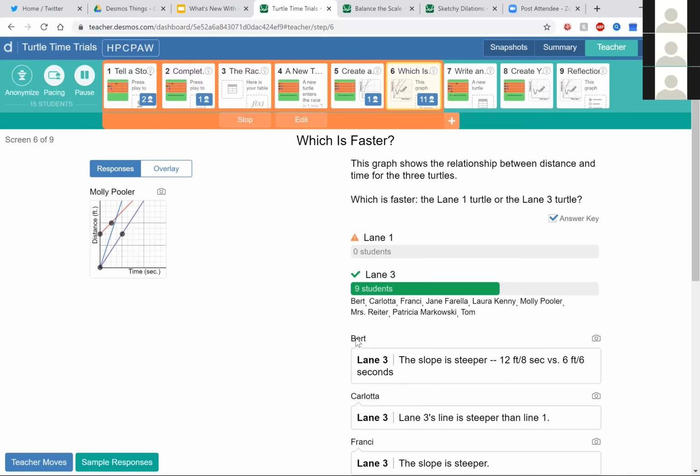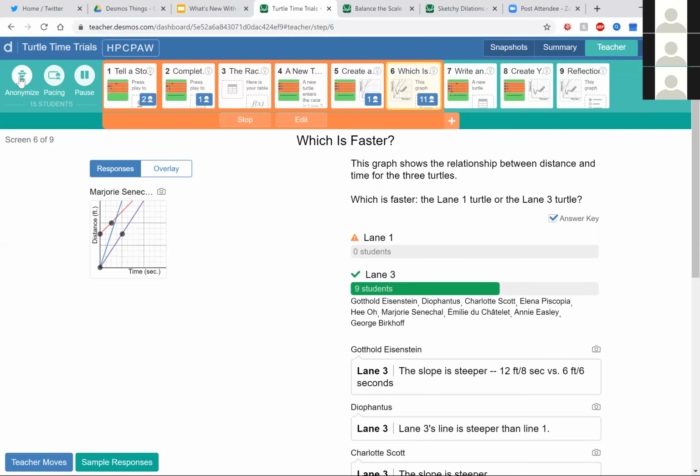But let's say Bert here is somewhat nervous that I'm going to bring up his work in front of the class. This is what the anonymize button is for. You'll notice when I do that, all of your names changed from your names to famous mathematicians and scientists. And there's actually a wonderful database of mathematicians and scientists they use for these names. Now when I'm bringing up this name, this is no longer, I think it was Bruce, it's now Gotthold Eisenstein, who is now giving us the answer. So that gives students a little bit more of a chance to be brave. So we're able to look at this.